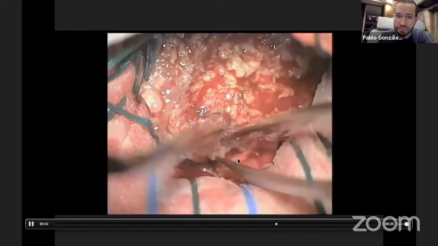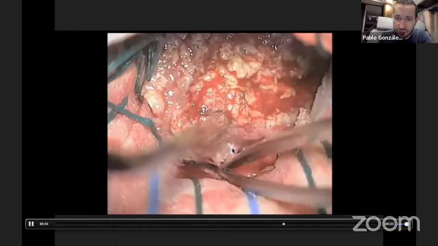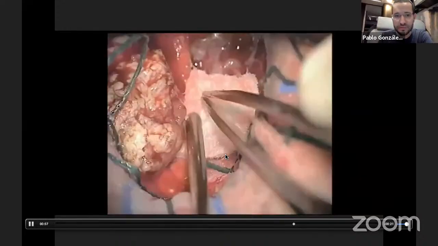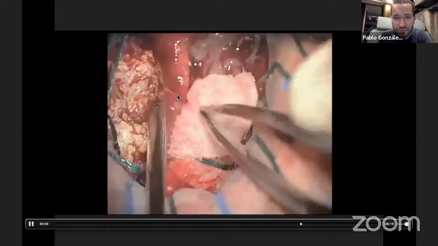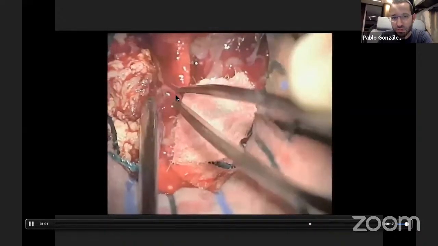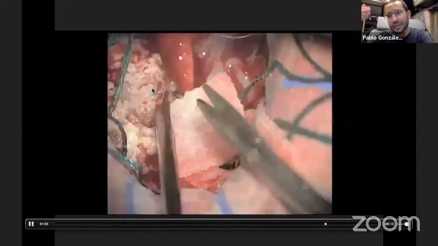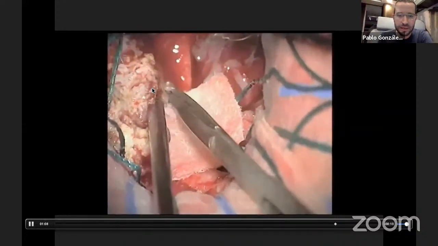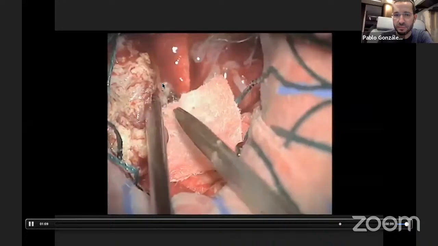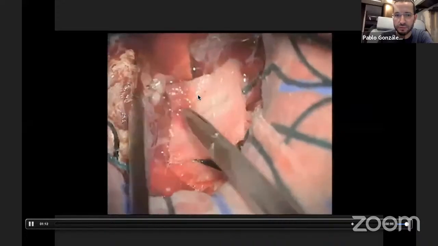And now we are much more careful. We are trying to dissect these feeders and check if this artery is going inside the tumor. This was the artery I damaged. Now we can see that it's feeding the tumor. We can watch it laterally, coagulate it, and cut it. So that was a big mistake on my side. I was feeling too confident with that one.